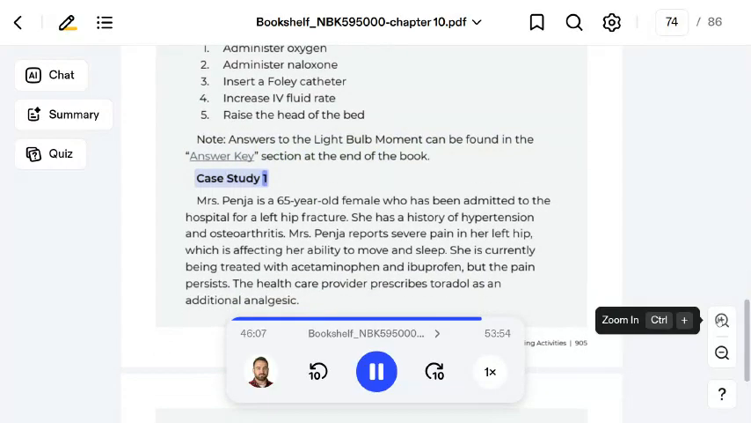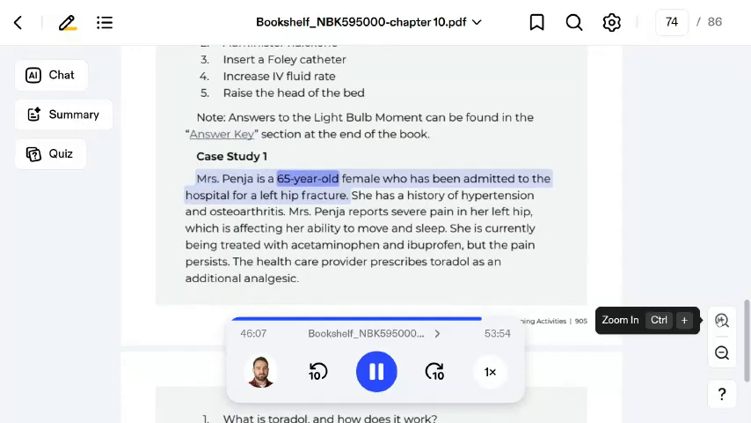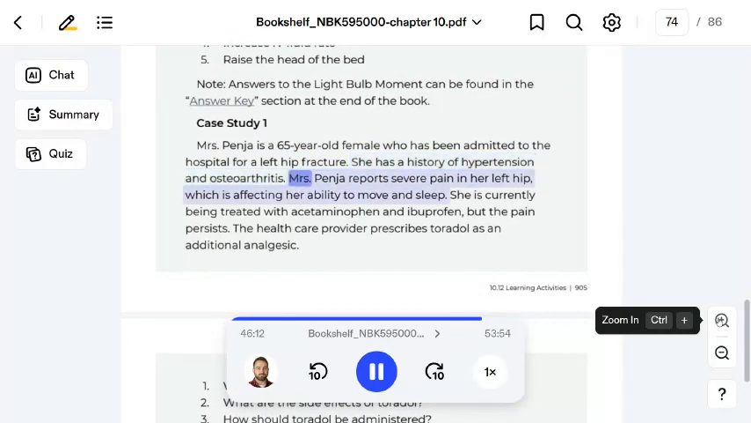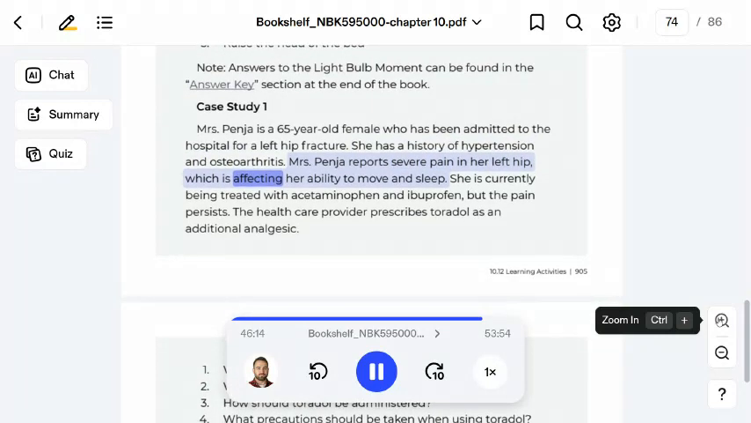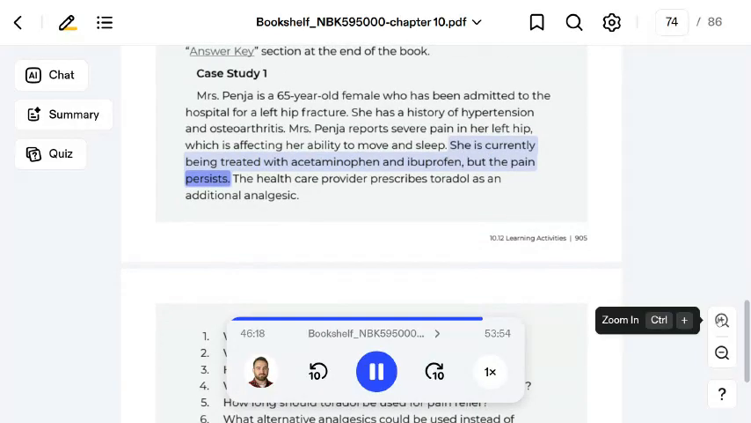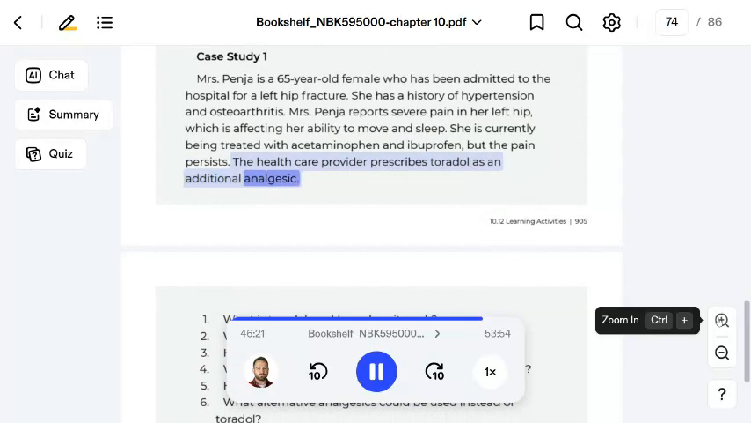Case Study 1. Mrs. Penja is a 65-year-old female who has been admitted to the hospital for a left hip fracture. She has a history of hypertension and osteoarthritis. Mrs. Penja reports severe pain in her left hip, which is affecting her ability to move and sleep. She is currently being treated with acetaminophen and ibuprofen, but the pain persists. The healthcare provider prescribes Toradol as an additional analgesic.